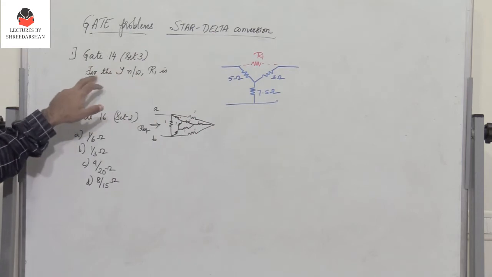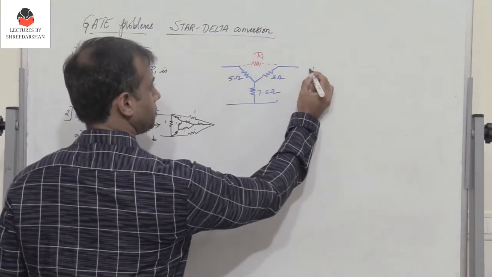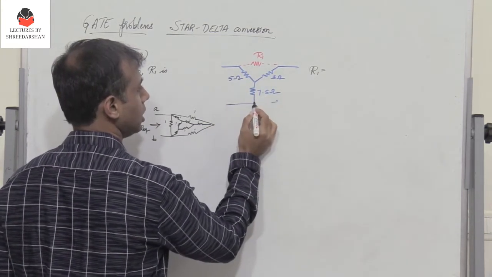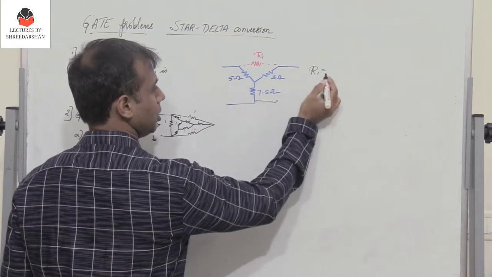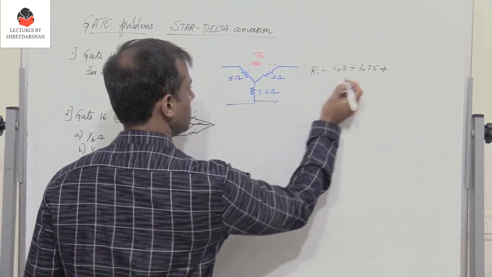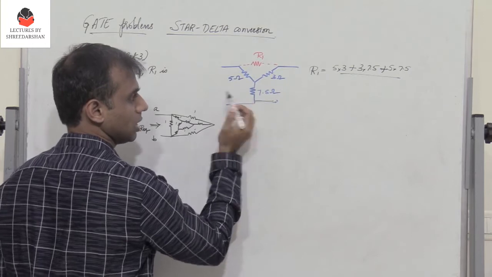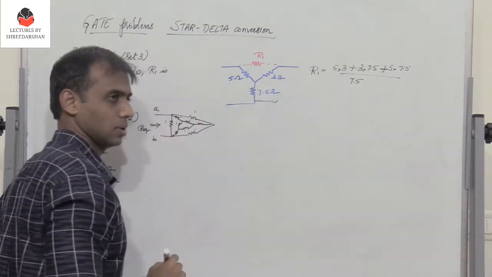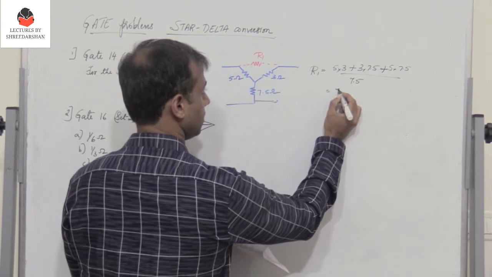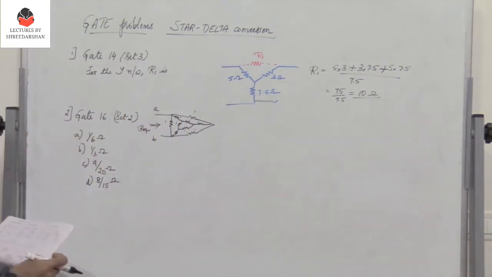Given in GATE 14 Set 3, for the Y network, R1 is... So it's a direct problem. I hope you remember, the best way is to convert a star to a delta. You multiply the resistors, which is 5 into 3 plus 3 into 7.5 plus 5 into 7.5, divided by the value of the resistor exactly opposite R1, which is 7.5. So I get the value of R1 as 75 by 7.5, which is 10 ohms. This is the answer, a very simple GATE problem.